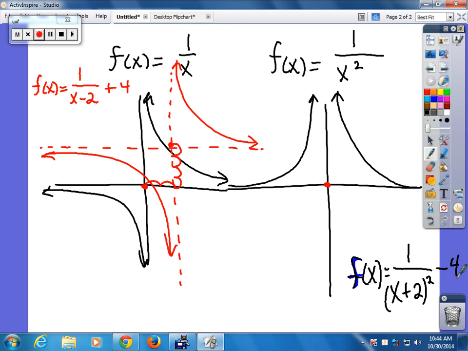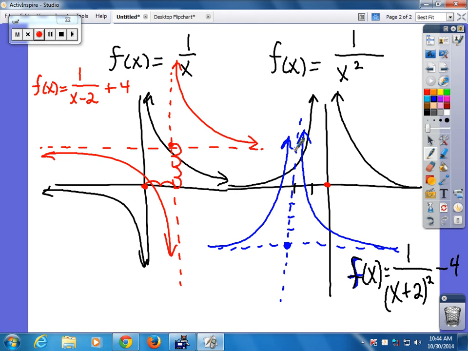Okay, what's your point that you move? Origin, so I'm going to move it which way? To the left, and then what? 4 down. Thank you, class. So here is my new origin. So that's how you do 1 over x and 1 over x squared.